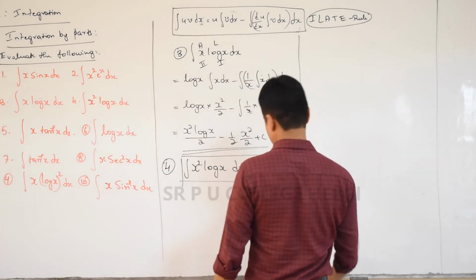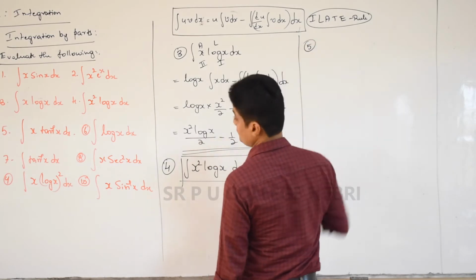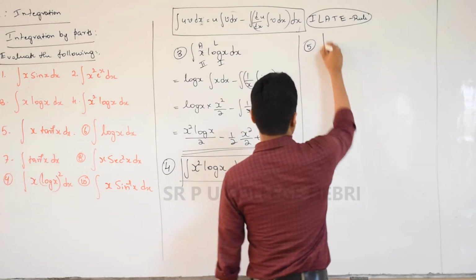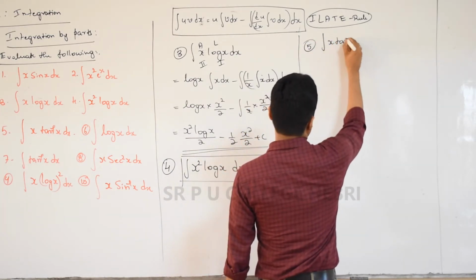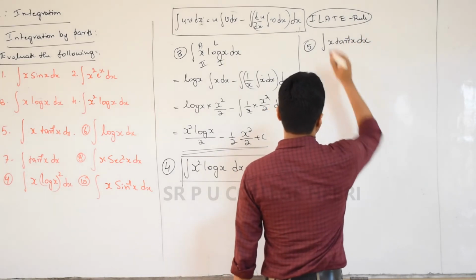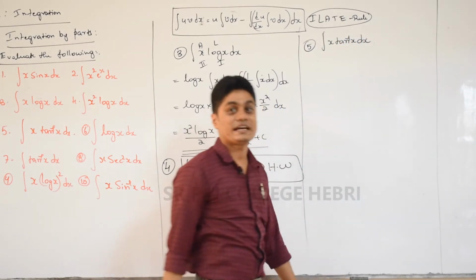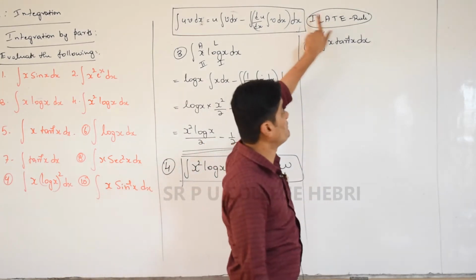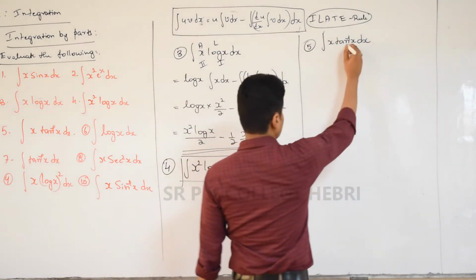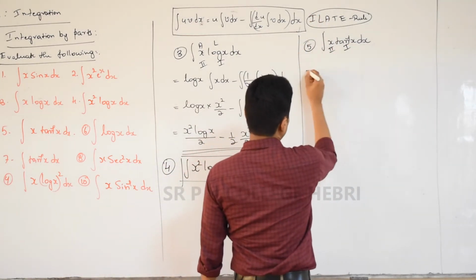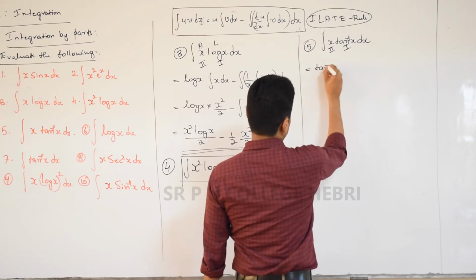Okay. So next question number 5. Integration of x tan inverse of x dx. Here, which one is the first function? Tan inverse of x comes under which one? Inverse trigonometric function. So tan inverse of x will be the first function, x will be the second function. So apply integration by parts.